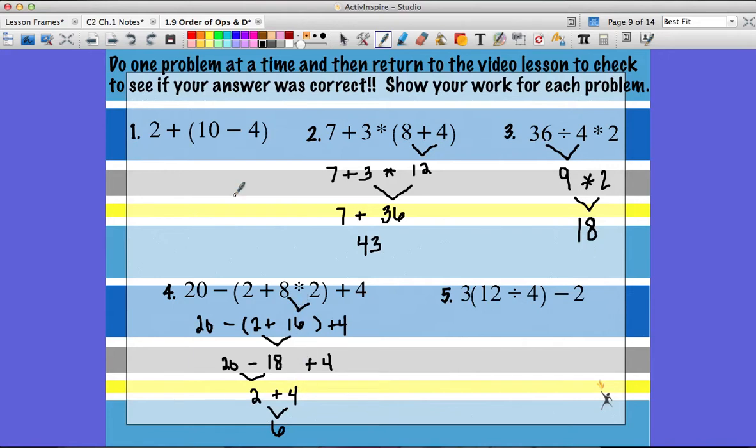Right? And then you have this last problem, number 5. Go ahead and pause. When you come back, we'll go over that one.